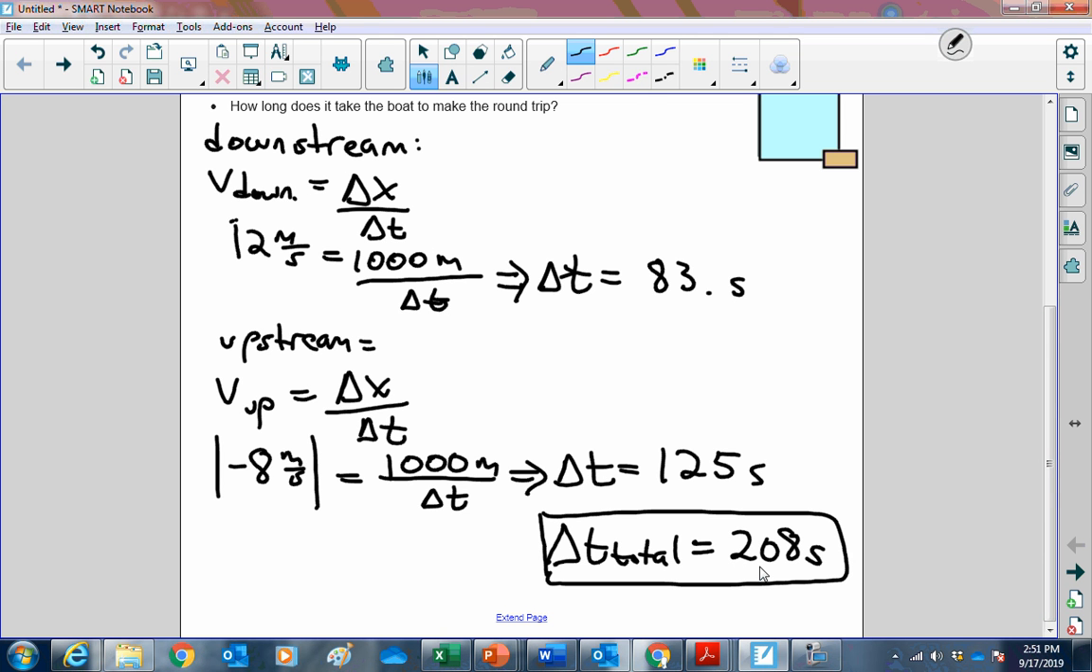So the time that I save with the current helping me, I don't make up for in the extra time that I have to fight the current. So it'd be better to have no current at all as far as time goes. I'm always losing time when I've got extra wind or current to fight. Okay.